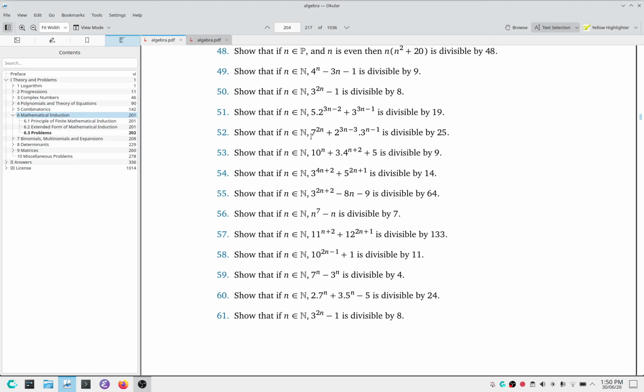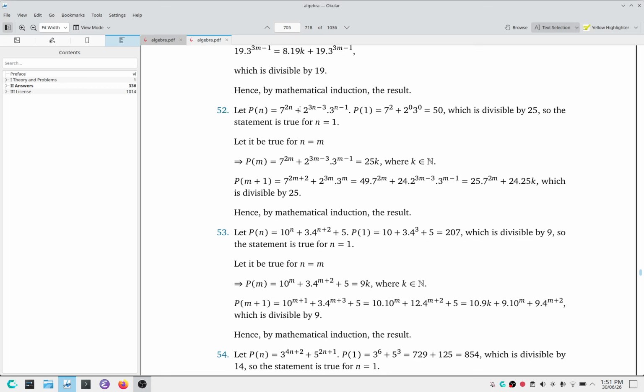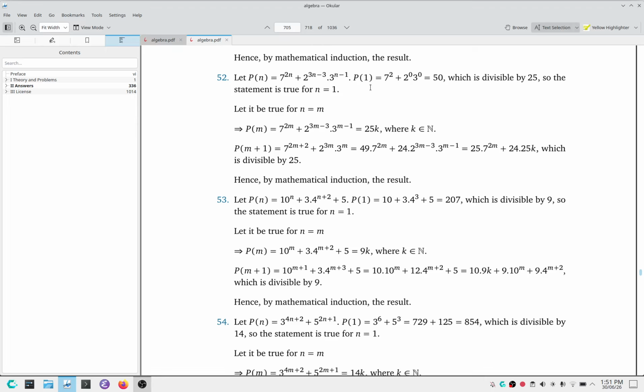Question 52 is similar. This time we have 7 raised to the power 2n plus 2 raised to the power 3n minus 1 times 3 raised to the power n minus 1 is divisible by 25. As usual, we let it be P(n), and we substitute n equals 1. We get 7 squared plus 2 raised to the power 0 plus 3 raised to the power 0, which is equal to 50, divisible by 25, and that's why the statement is true for n equals 1.